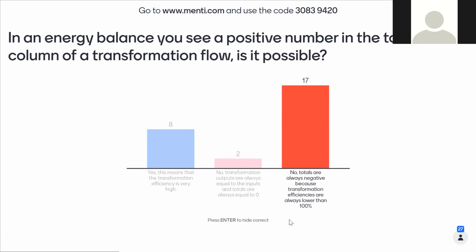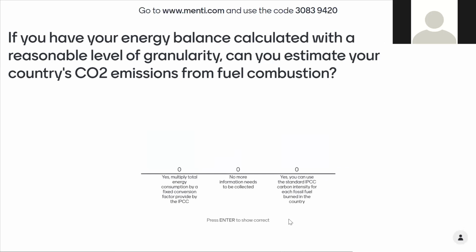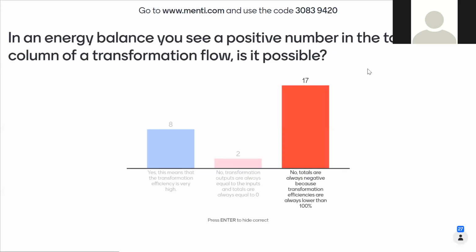But in physical terms, this could have been possible, for example, in a refinery that you put, for example, 100 kiloton of crude oil, and you get 105 kiloton of oil products. So this is possible in physical terms. But in energy terms, this is not possible. You cannot produce more energy. So this question, we'll keep it for when we do CO2 emissions.